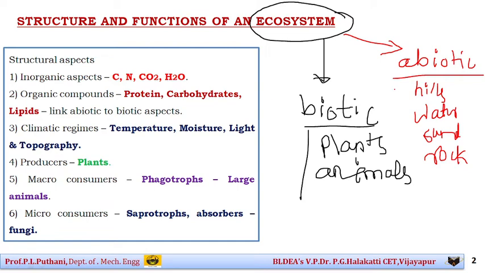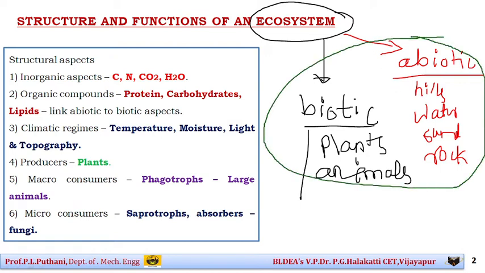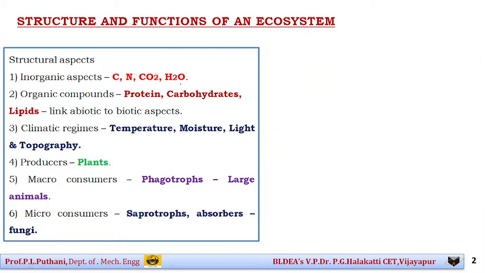Now the very important thing I am going to tell you is that these biotic and abiotic components consist of the basic elements. Which are the basic elements? You can see here the inorganic aspects in the form of carbon, nitrogen, carbon dioxide, water. Apart from that, they also consist of some organic compounds, that is protein, carbohydrates, lipids, which act as a link between the abiotic and biotic aspects.